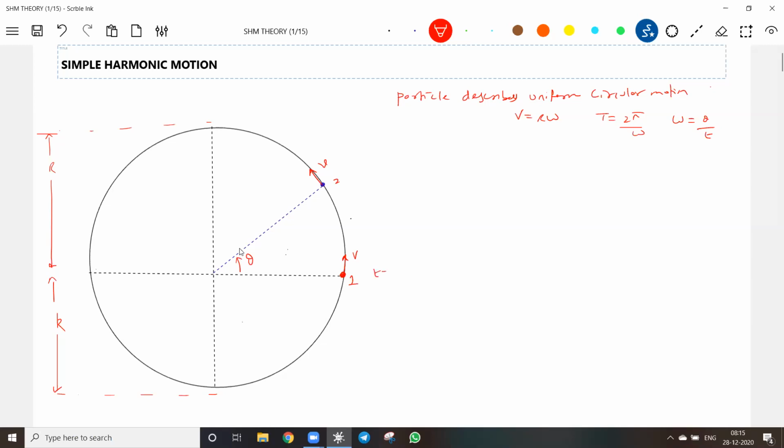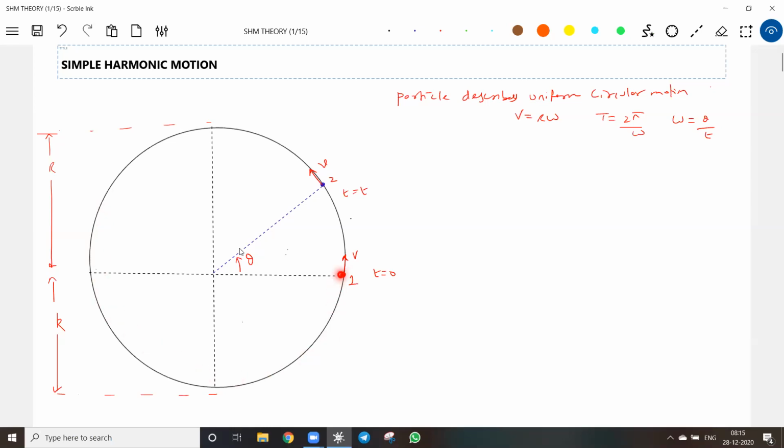So at t equals 0, it is here. After a certain time t, the particle will be available at this point. Okay, look at now. What is the capital T? Time taken to complete one revolution. It is like this. Time taken to complete one revolution.